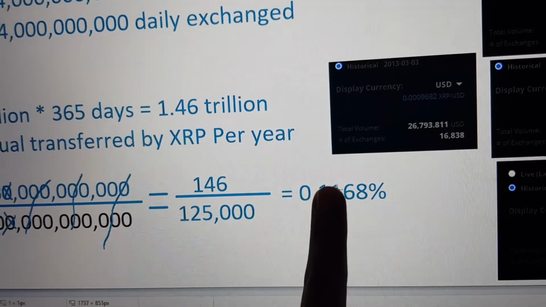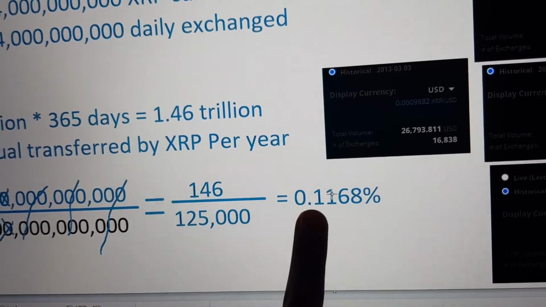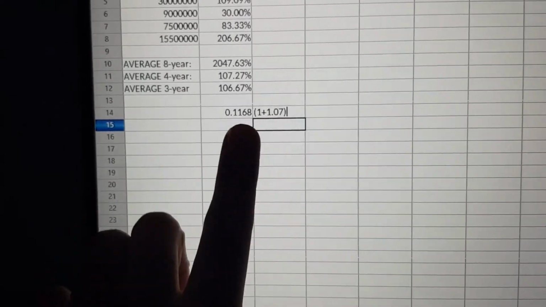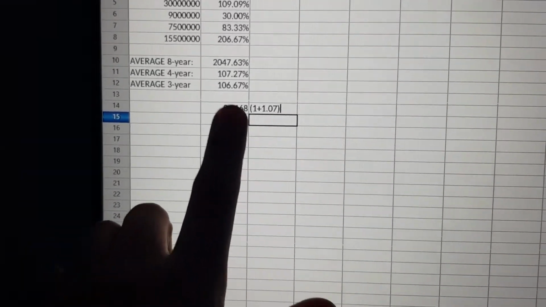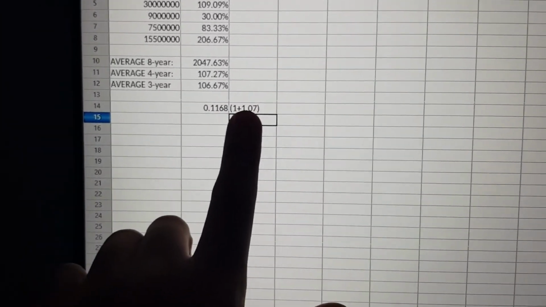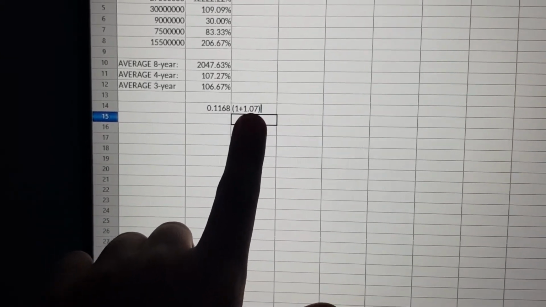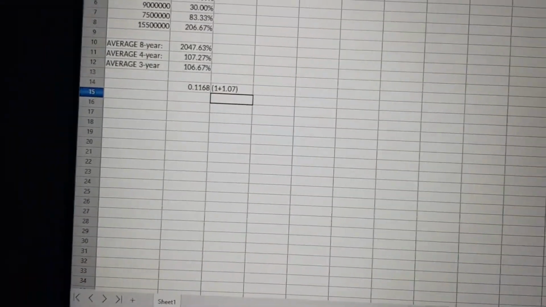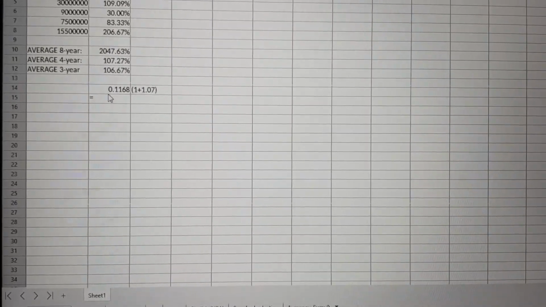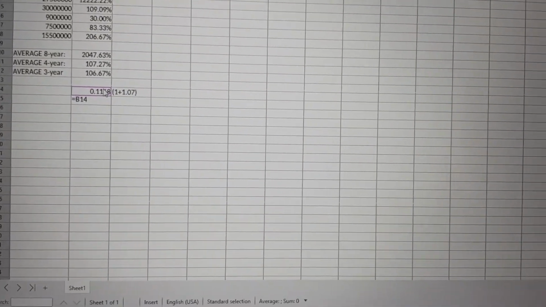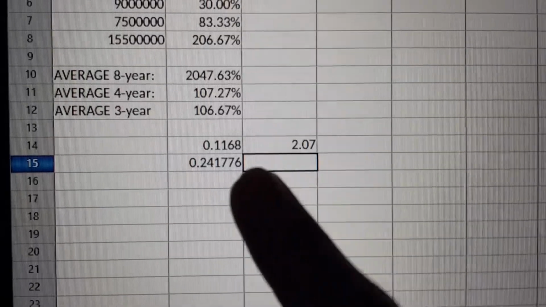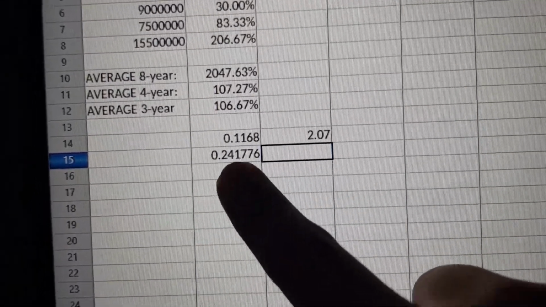So let me do a quick formulation and tell you what you can expect this percentage to be after 10 years. Let's start in the first year. You're at 0.1168% and you're growing at 107% every single year, right? So the way that the math works out to figure out what you would be in the next year, you would expect approximately a doubling, right? So let's take this number here and multiply it by 2.07. And what do we get? We get approximately 0.24. So that seems about right.